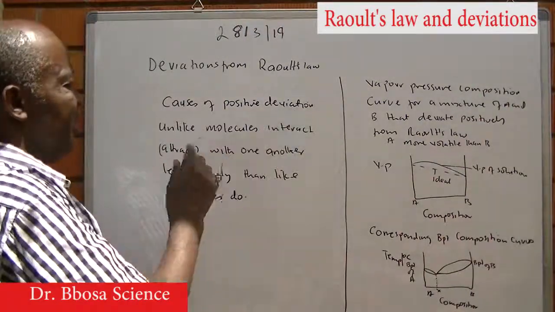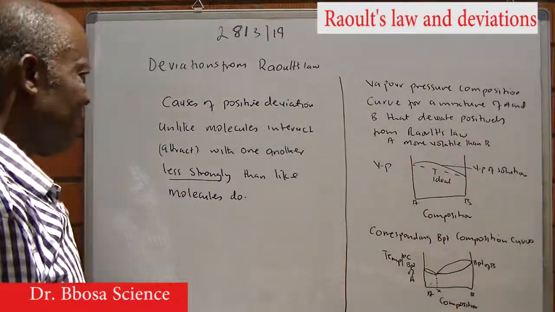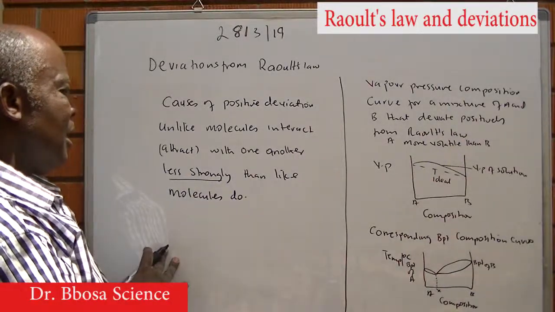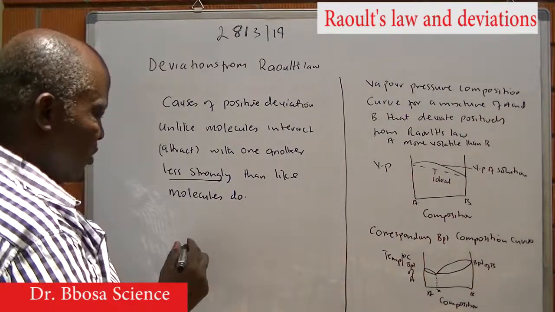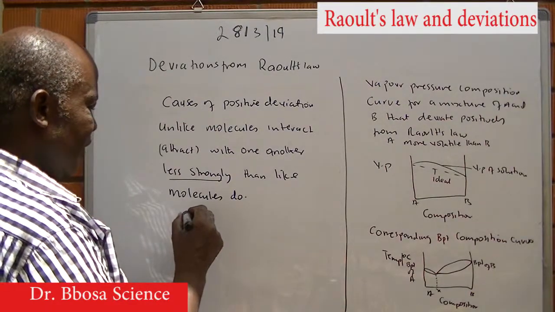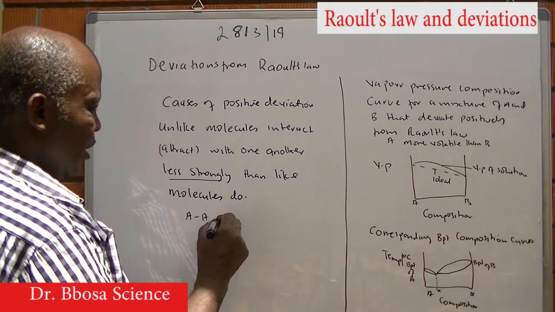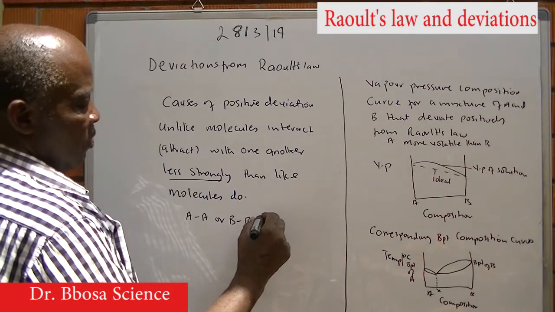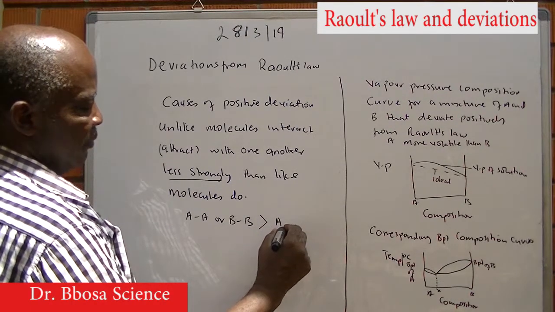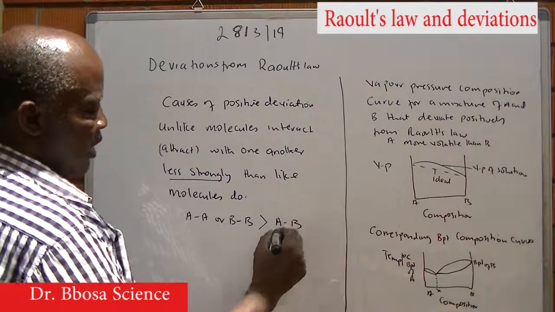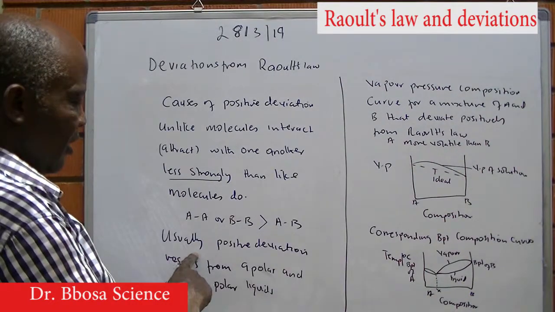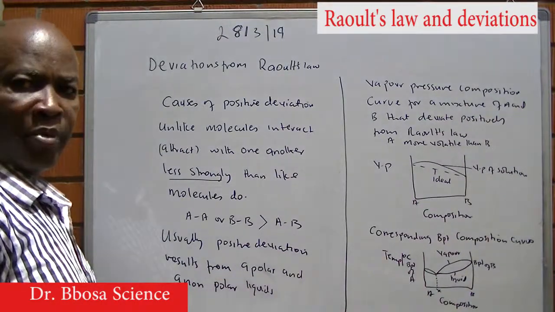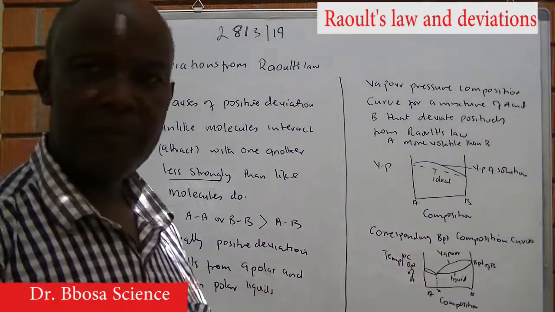Causes of positive deviation. Unlike molecules interact or attract with one another less strongly than like molecules do. So the interaction between A and A or B and B is stronger than the attraction between A and B. Usually, positive deviation results from a polar and a non-polar liquid.